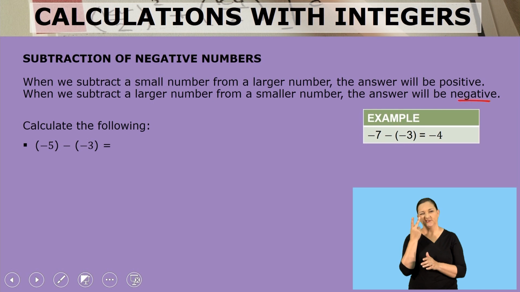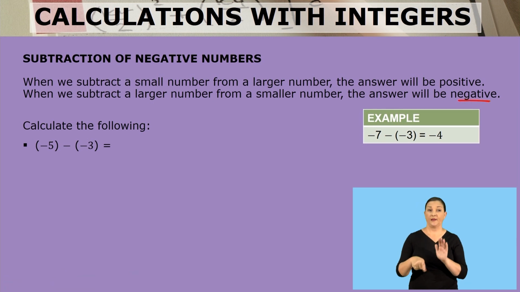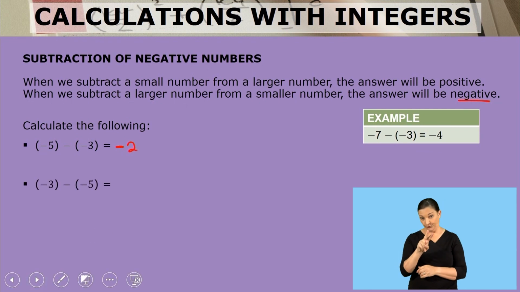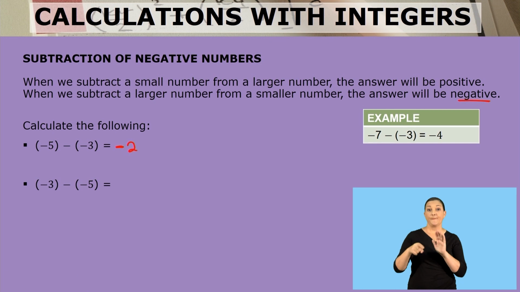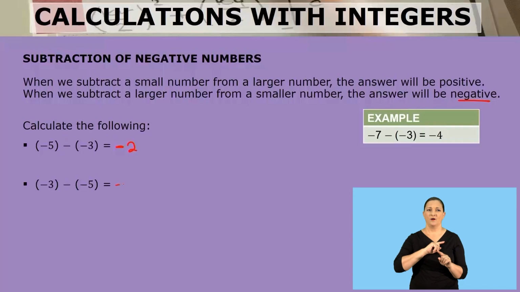Let's look at a few examples. We have there negative 5 minus negative 3. Negative 3 is larger, so that means that our answer is going to be negative. So when we say negative 5 minus negative 3, then my answer is going to be there a negative 2. The next example is negative 3 minus negative 5. Now negative 5 is smaller than negative 3. That means our answer is going to be a positive number, and our answer there is a positive 2.